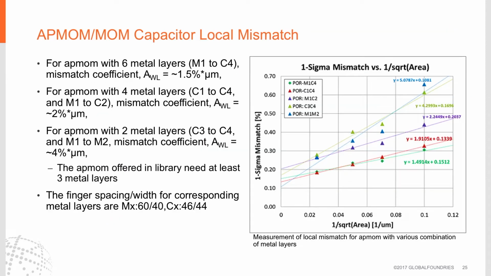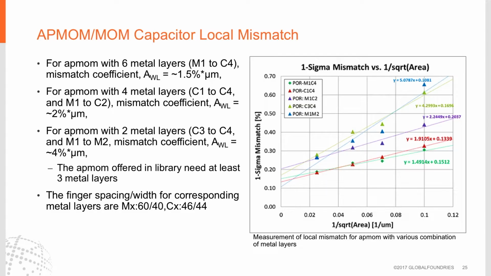This chart shows the AP-MOM and MOM capacitor local mismatch, primarily as a function of area and number of metal layers. The best matching is achieved when these capacitors use all 6 metal layers, and the mismatch coefficient is approximately 1.5%. As the number of metal layers is reduced, the mismatch will increase, so with 2 metal layers we get up to 4% mismatch. In this process, AP-MOM needs to have at least 3 metal layers.